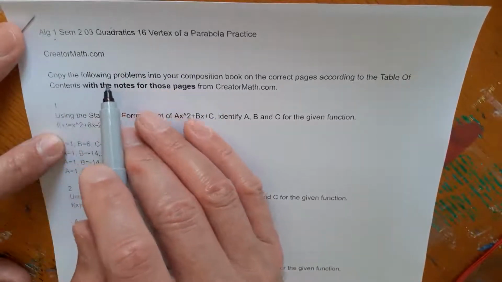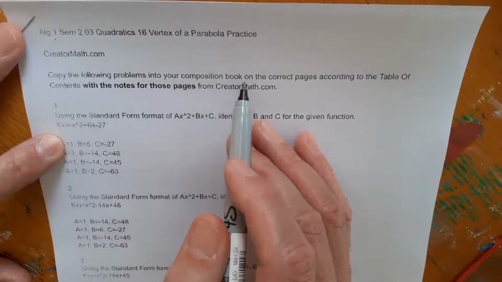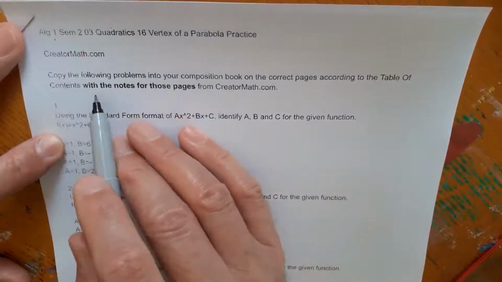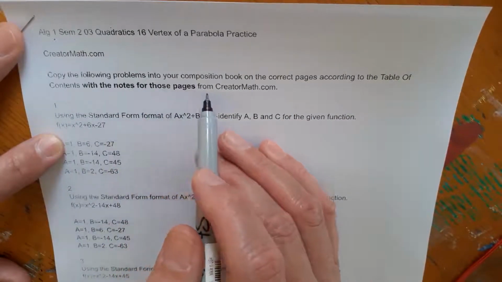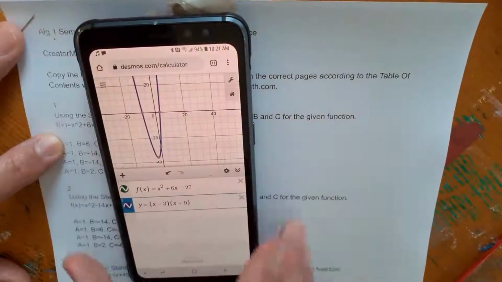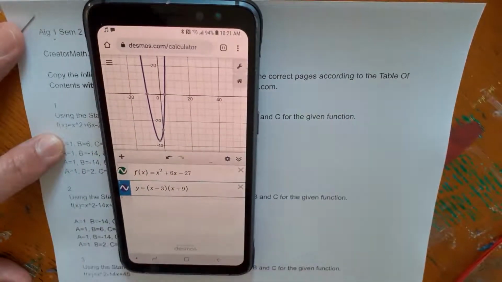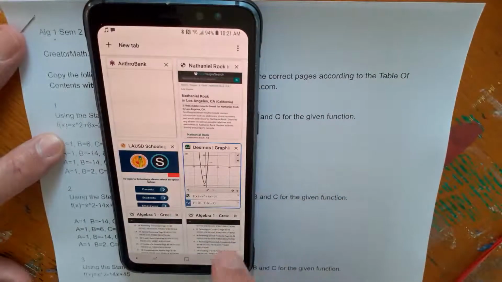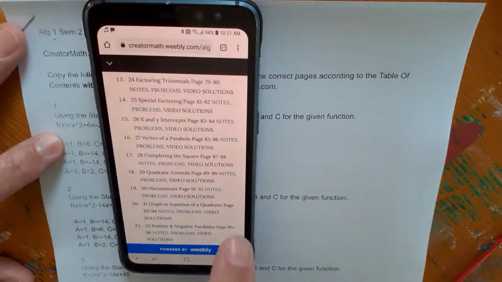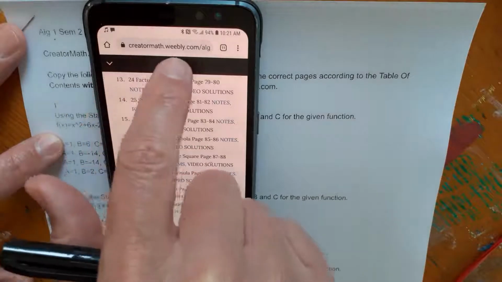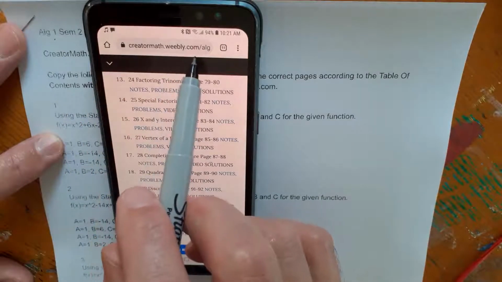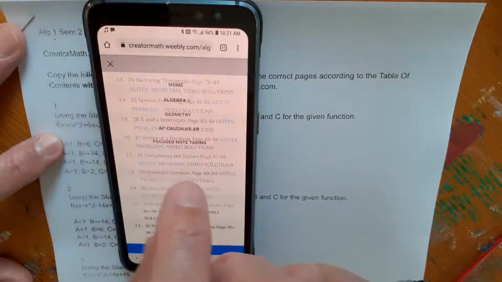The instructions are: copy the following problems into your composition book on the correct pages according to the table of contents, with the notes for those pages from creatormath.com. So just to continue to model for you where those notes are, because students are just saying to me, where are those notes? Make sure you're on creatormath.weebly.com.